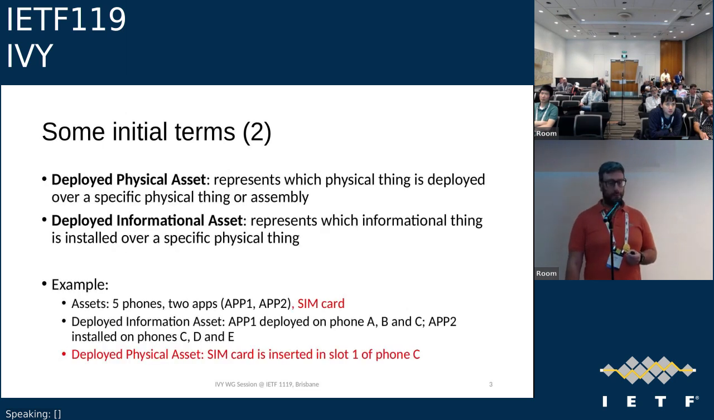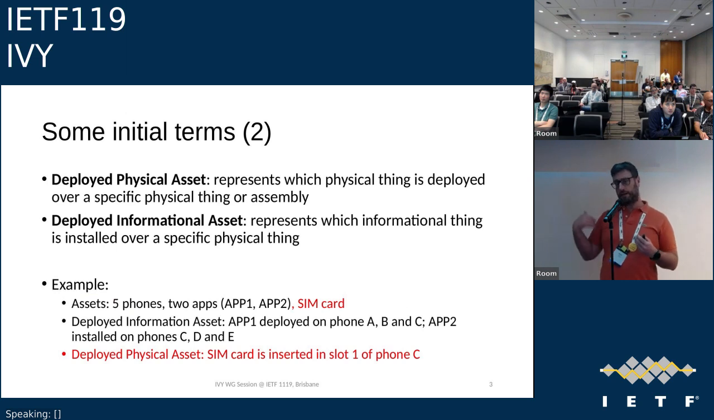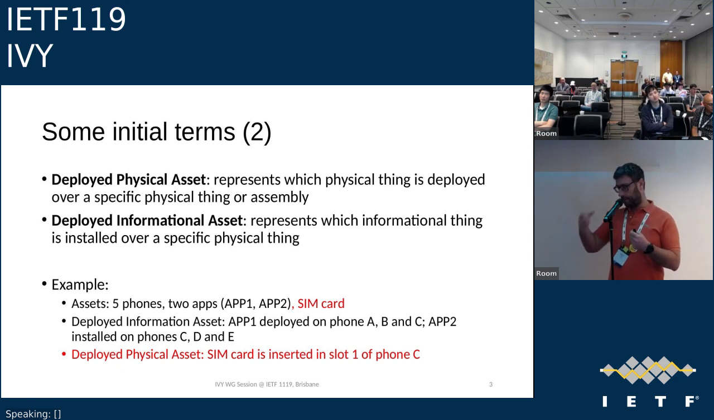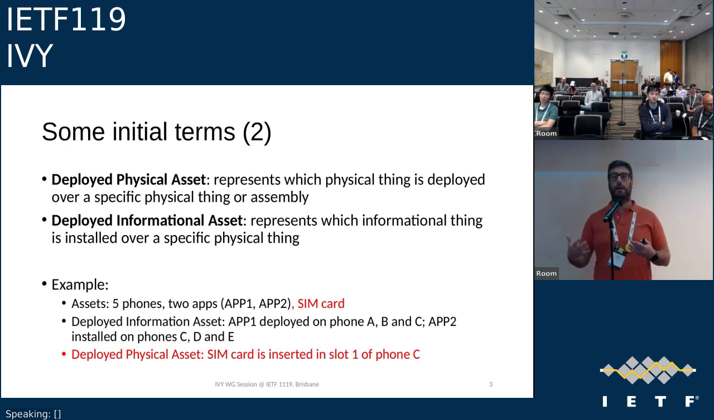Another important characteristic, more applicable when we compare the physical with the informational, is that a physical asset can be deployed, which means that a given physical thing is actually deployed over a specific physical thing or another assembly. For example, a plug is owned but is actually deployed, inserted into a given slot of a board, or a board is inserted in a given slot of a chassis. That represents what is installed where. Also, the physical asset is the software.